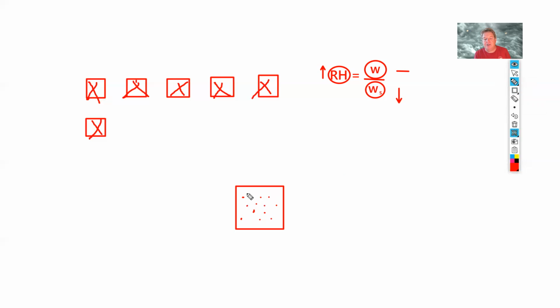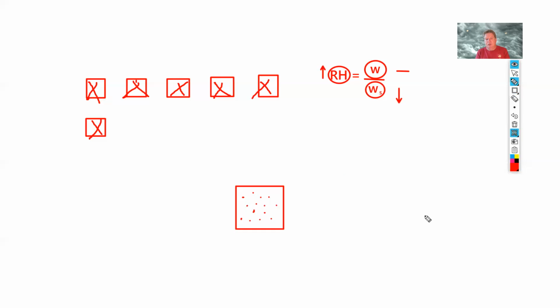If I said to you, and I will think this way all the time, how much water vapor is in the box? You would say, well, there's some. And I'd say, well, how much is some? And you'd go W, there's W. How much could be in there? Oh, I don't know. Do you know what determines how much vapor can be in the air?